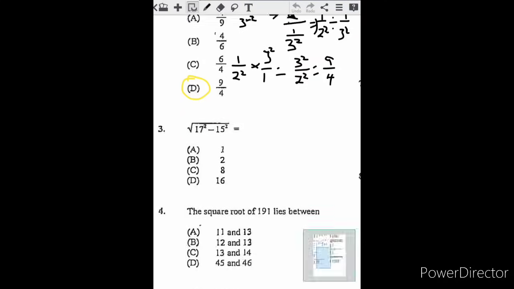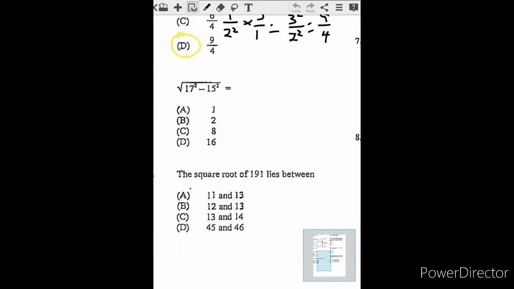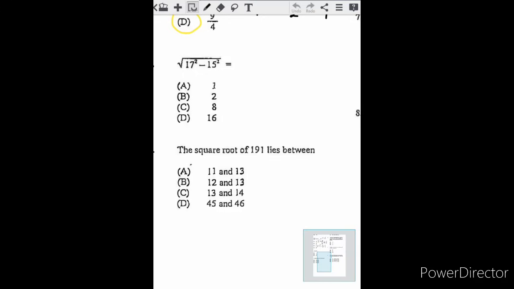Now solving question 3. We have the square root of 17 squared minus 15 squared. What we need to do is find the value for 17 squared and the value for 15 squared, subtract that, and then square root.